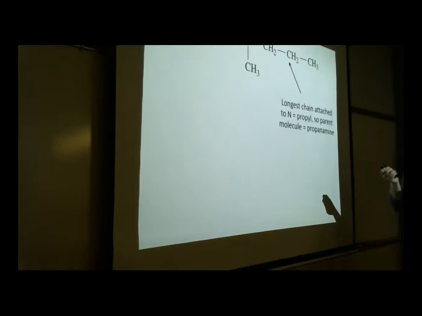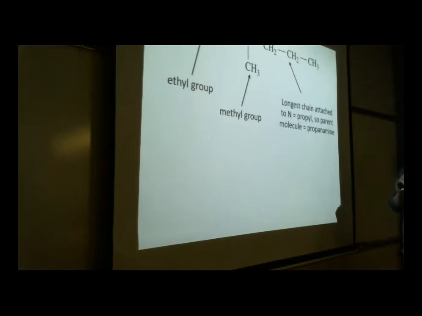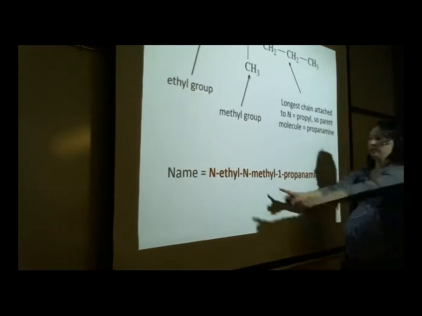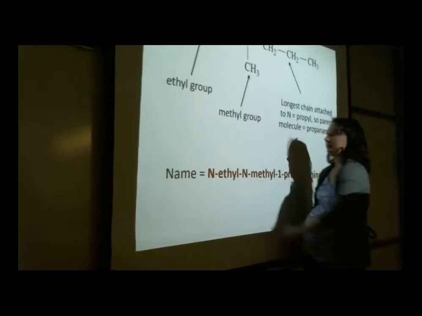But this isn't a regular old NH2. This N has a substituent here and a substituent here, right? It's got an ethyl group and a methyl group attached to the nitrogen. So how's that going to get incorporated into the name? Well, we'll need to say N-ethyl, N-methyl, 1-propanamine. Put them in alphabetical order. E before M.